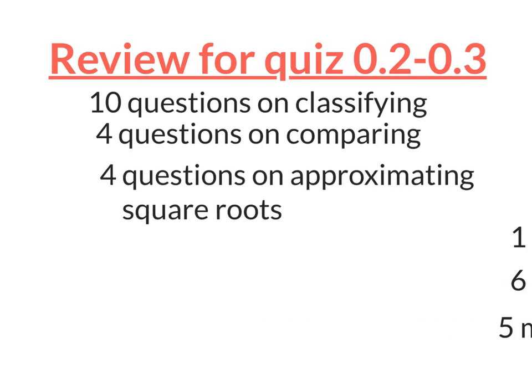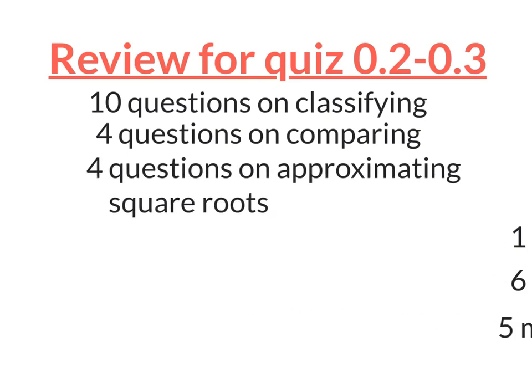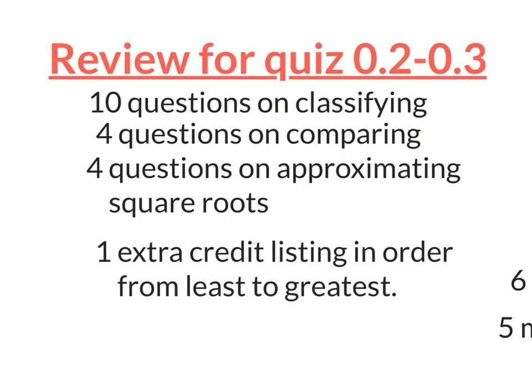There's going to be 4 questions on approximating square roots. So we all know that the square root of 25 is 5. We already know that the square root of 49 is 7. We already know that the square root of 81 is 9, right? Now, if I say, what's the square root of 82? If we know that the square root of 81 is 9, it's going to be a little bit more than 9. So that's where we say it's approximately 9.1, right? And of course, we're going to go over some of those examples.